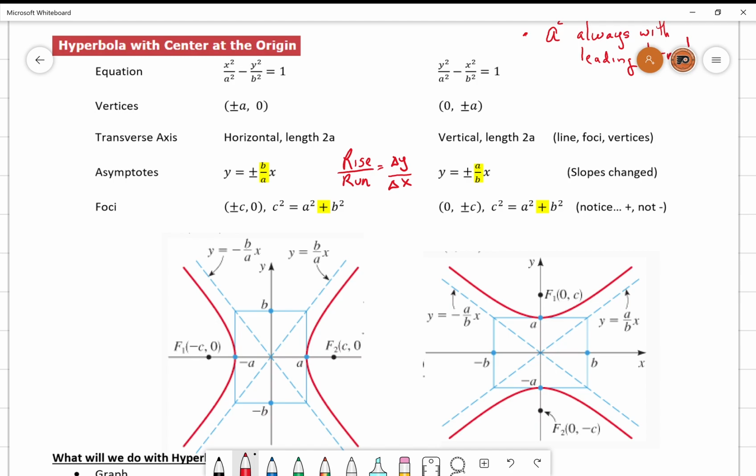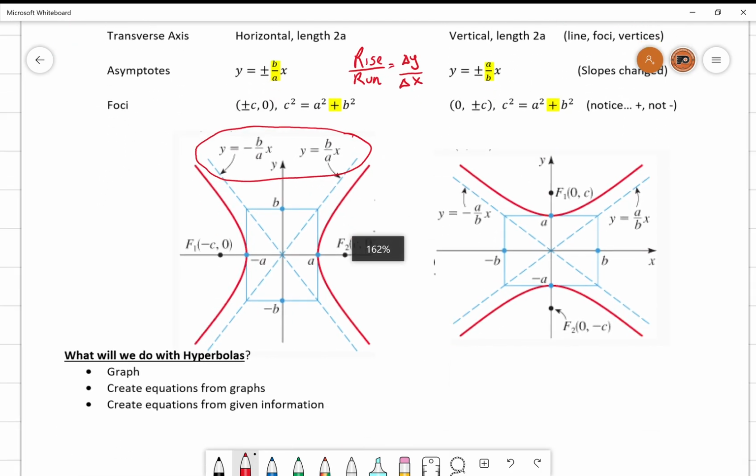And don't panic when it comes to creating the equations of your asymptotes. Those are right here. We'll see that it's very easy to do. It's just about counting blocks, remembering what your a and b values are. On the right hand side, our vertical axis hyperbola is where y squared leads. Notice what look like mini parabolas open up and down.